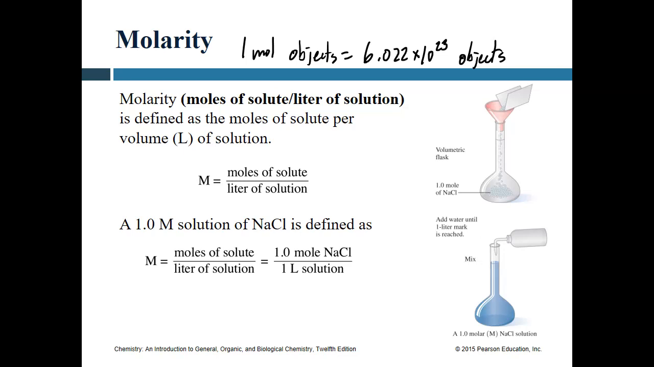And by definition, molarity being moles of solute per liters of solution, if I had a 1 molar solution of sodium chloride, that would mean that I had 1 mole of sodium chloride in every liter. Now, what does that mean in concrete terms? Well, if I pull out that 1 mole of sodium is 22.99 grams, and 1 mole of chlorine is 35.45 grams.